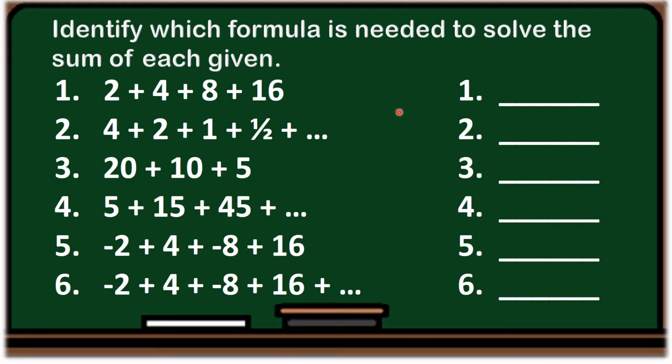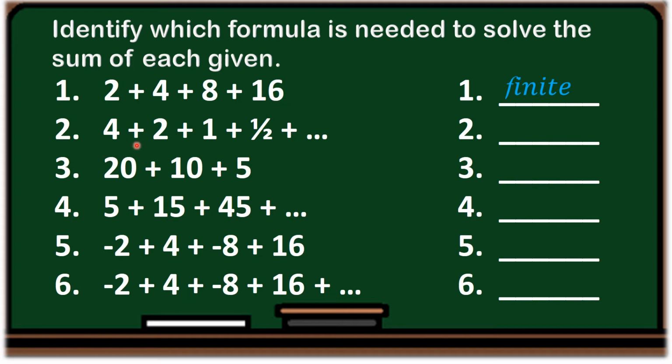Now, let's have the following examples before we proceed to the examples in finding the sum of an infinite geometric sequence. Identify which formula is needed to solve the sum of each given. So number 1: 2 plus 4 plus 8 plus 16. Obviously, it's finite because it's up to 16 only. And it's really geometric because to get the next one, you multiply by 2. So 2 times 2 is 4, times 2 is 8, and so on. So this is finite. We can use the formula for a finite geometric sequence to solve the sum.